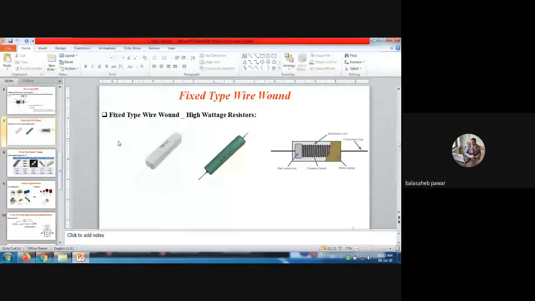So basically, wire wound resistors are available with somewhat high wattage. You might have seen such a device in our lab also, is it? You will observe here the value of that resistor in terms of its resistance as well as its power handling capacity. Both are given, that is 10 watt, and 2R is written over here.